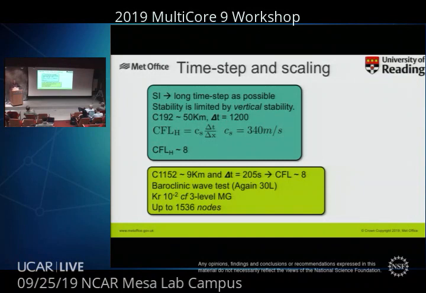We want to get as long a time step as possible. That test was quite coarse resolution. If I then increase the horizontal resolution to, say, 9-kilometer resolution, I've got to decrease the time step to try and keep a similar CFL factor. That gives me a time step of about 200 seconds. And I'm going to scale this up to 1,500 nodes on the Met Office Cray XC40.